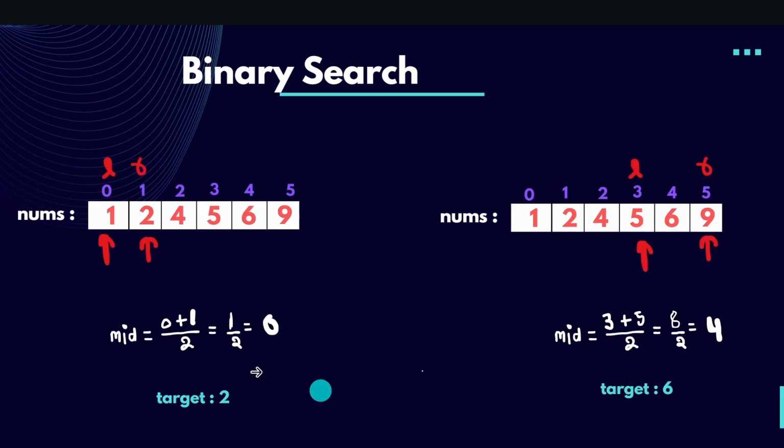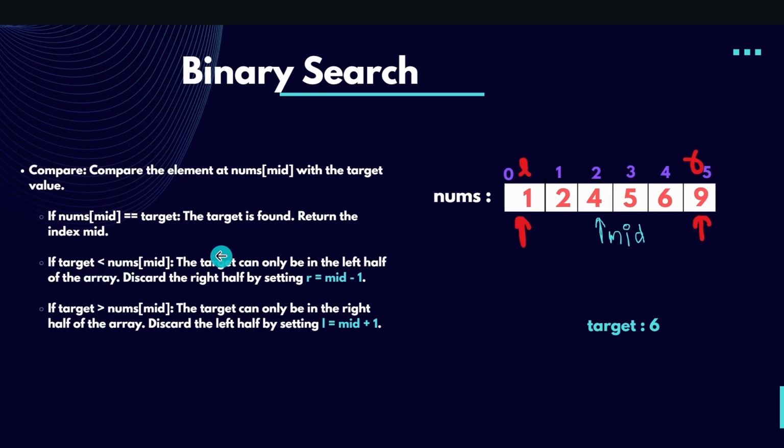For more understanding purpose, I am taking the target as 2 and the target as 6 as well. If you take target as 2, you need to move your right, or if the target is less than that, you are going to assign the right to mid minus 1. So if the target is 2, you are going to place this right pointer on index 1. That's the simple stuff, okay, in this fashion.